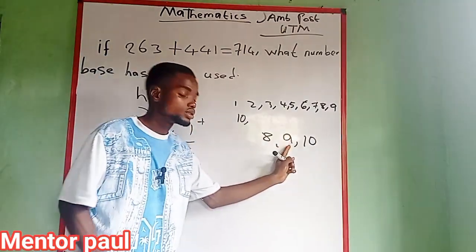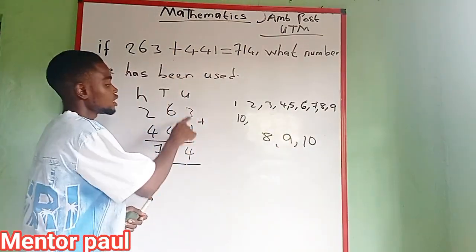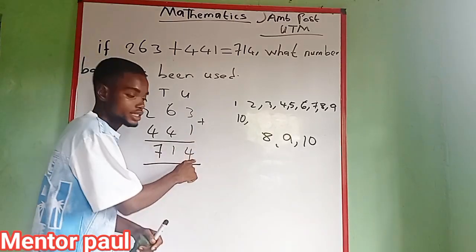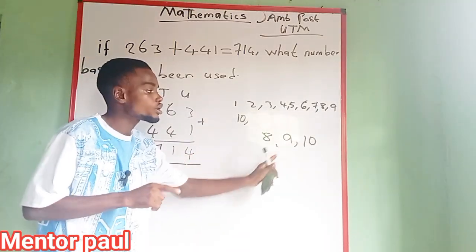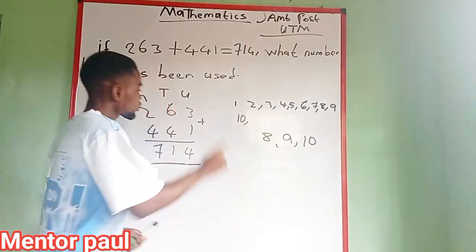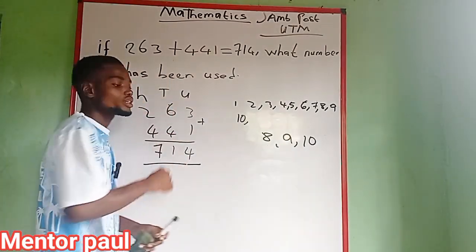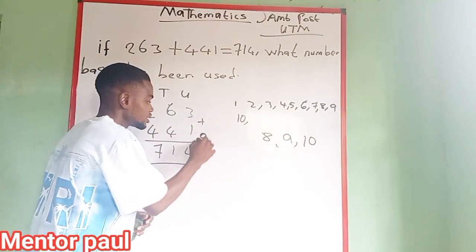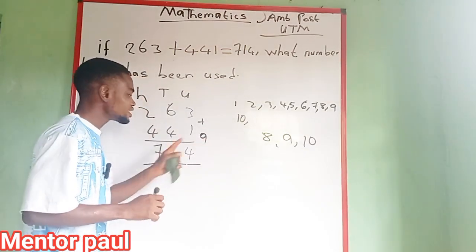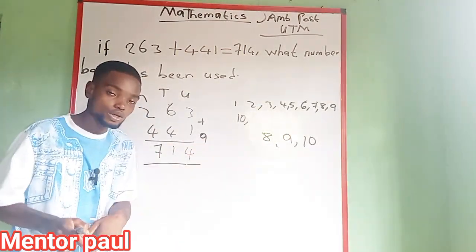Now we move over to base 9. So let's start again. 3 plus 1 is 4. We can write 4 because 4 is inside base 9. So now 6 plus 4 is 10. Remember we're calculating in base 9. Now 10 is higher than 9, which is the base we're talking about.